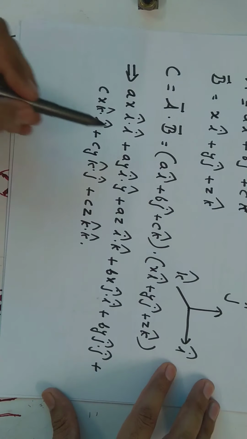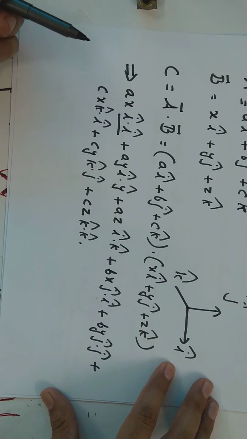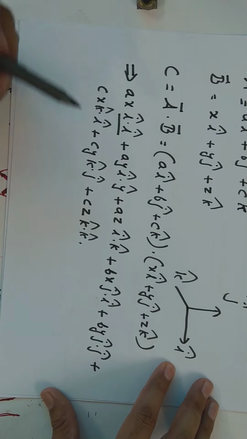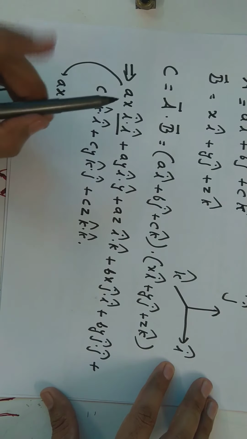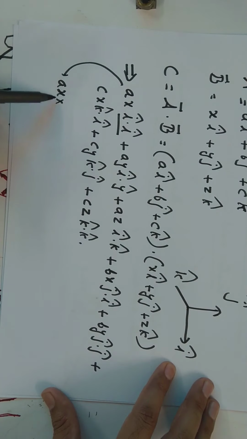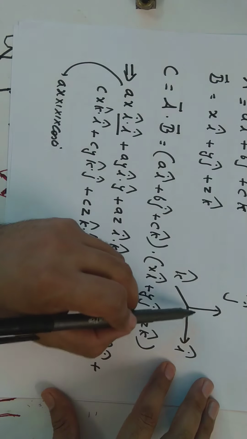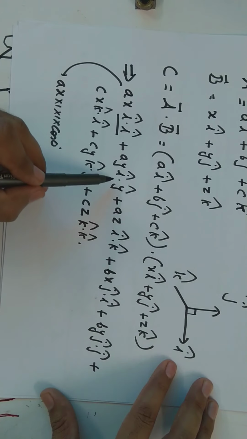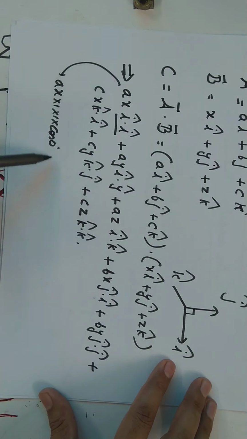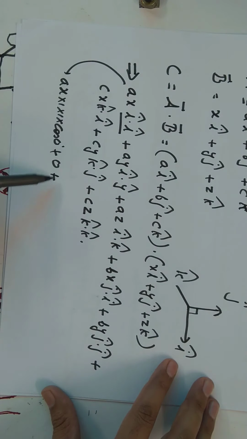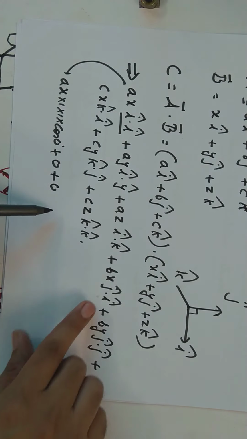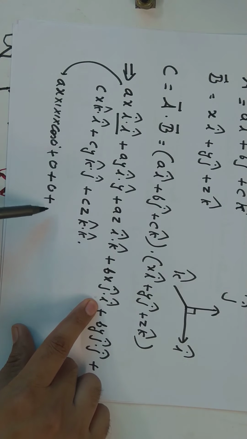So what is the angle between i cap and i cap? It is 0 degree and cos 0 is 1. So it becomes ax, magnitude of i cap 1, magnitude of i cap 1, so it becomes 1 and cos 0 degree is 1. Okay. Now the angle between i cap and j cap is 90 degree and cos 90 is 0. So plus 0. i cap and k cap, 90 degree, cos 90 is 0. Similarly j cap, i cap, cos 90 is 0.